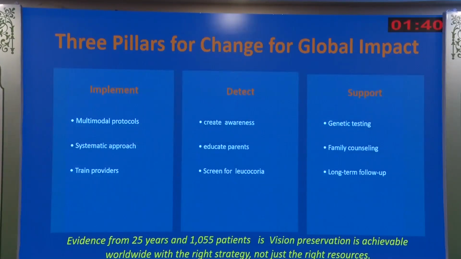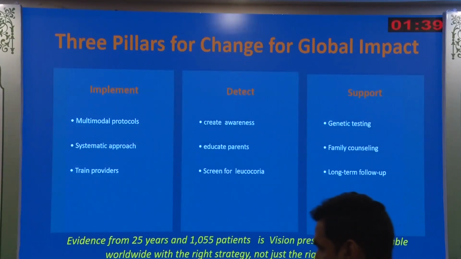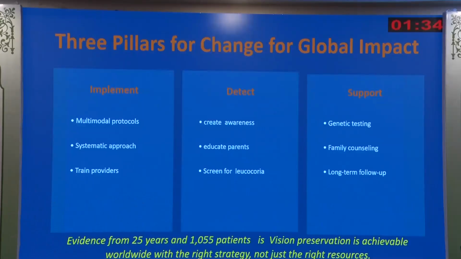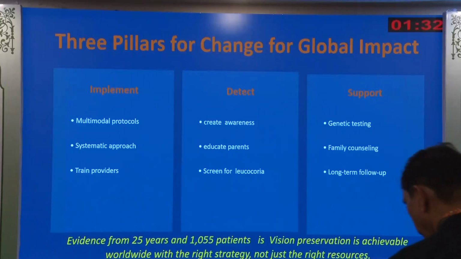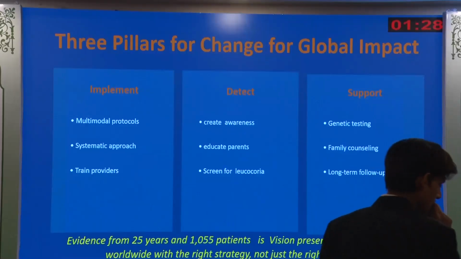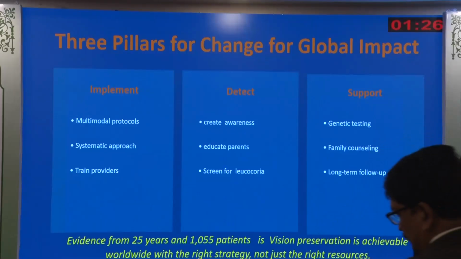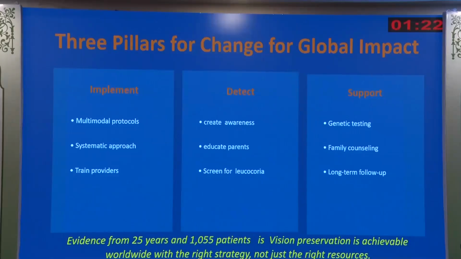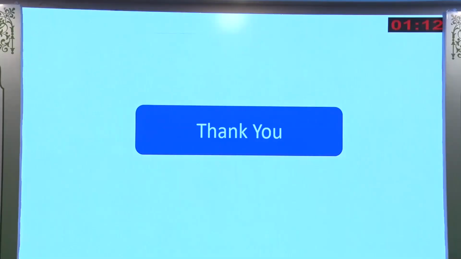So the 3 pillars for change for global impact would be: implement multimodal protocols with a systematic approach and train the providers; detect early, create awareness, educate parents, and screen for leukocoria; and support through genetic testing, family counseling, and long-term follow-up. Evidence from 25 years and 1,055 patients is that vision preservation is achievable worldwide with the right strategy, not just the right resources. Thank you very much.